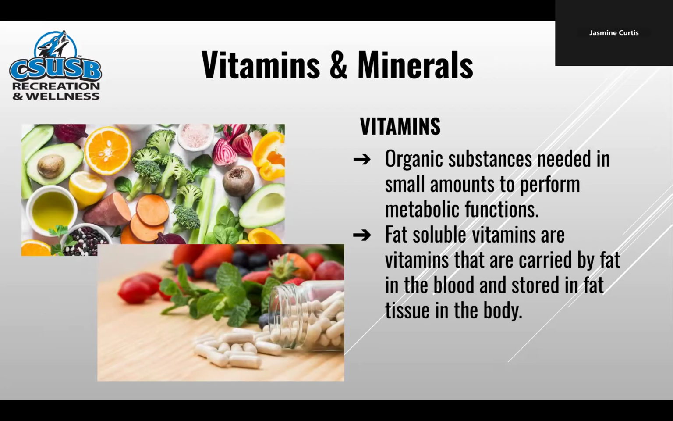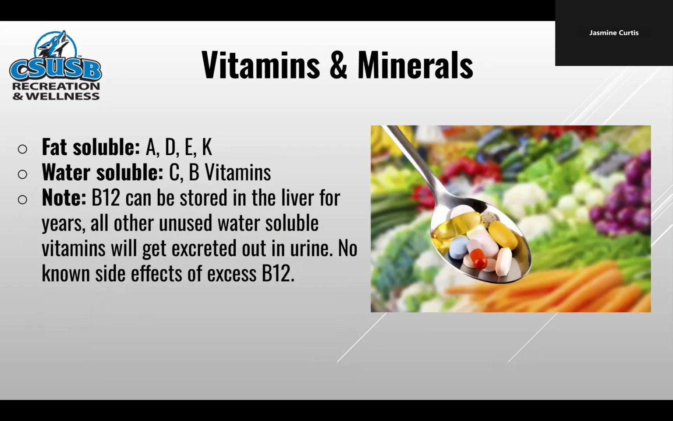Vitamins and minerals. Vitamins are organic substances needed in small amounts to perform metabolic functions. So these are our micronutrients. They're very important. Fat-soluble vitamins are vitamins that are carried by fat in the blood and stored in tissue in the body. There's also water-soluble vitamins. So just a reminder, we need that fat. The fat-soluble vitamins are A, D, E, and K, and the water-soluble are C and B. Note, B12 can be stored in the liver for years. All other unused water-soluble vitamins will get excreted out in urine.